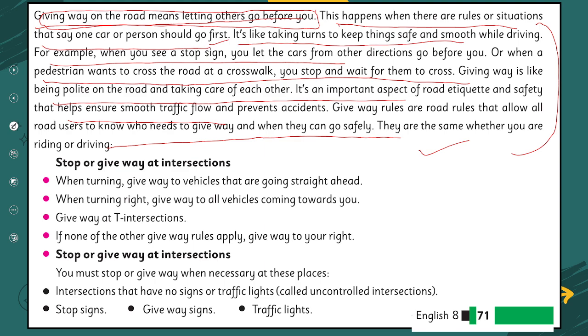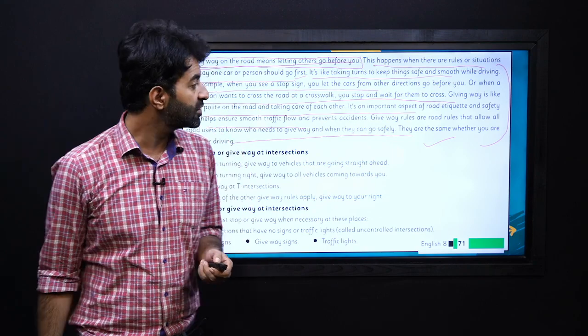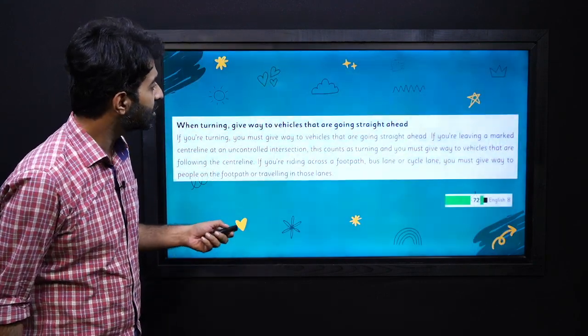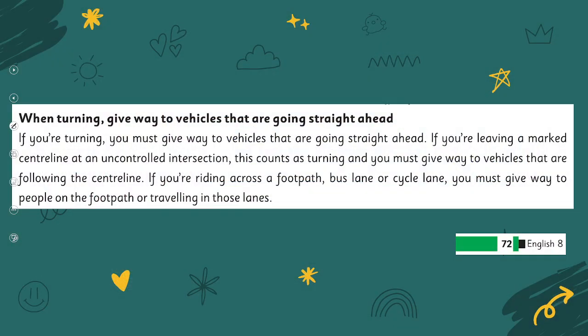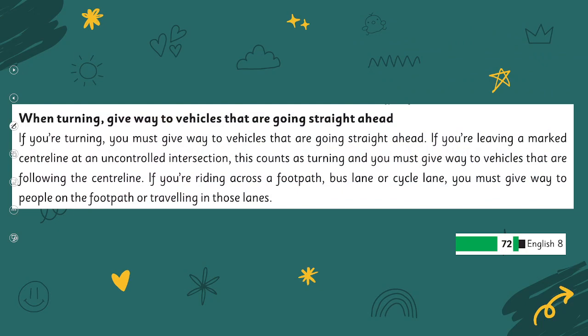Now, this was the very first paragraph. If you move on to the next page, you can find another paragraph with a heading, and you can see the very first line. Now, this paragraph is talking about if you're turning, you must give way to vehicles that are going straight ahead. So while turning your vehicle, you have to give way to other vehicles, other people that are going straight ahead so that you can avoid any collision.